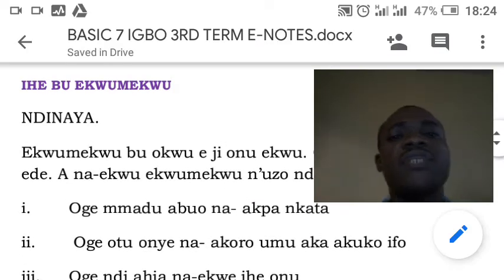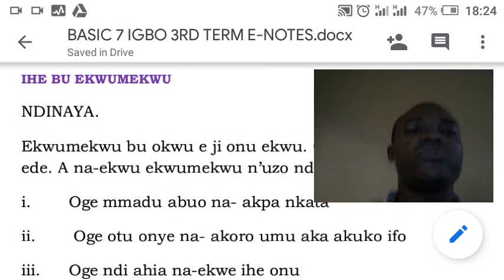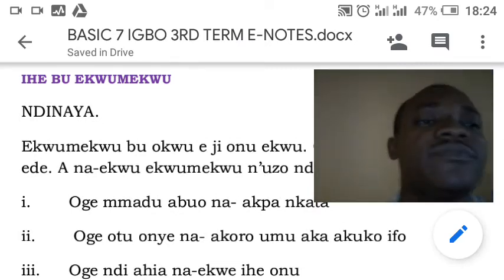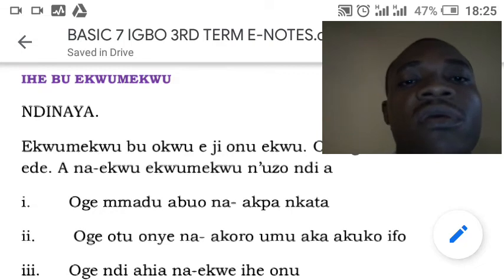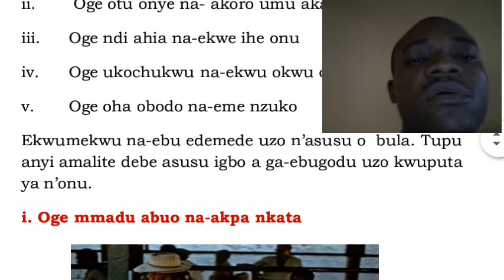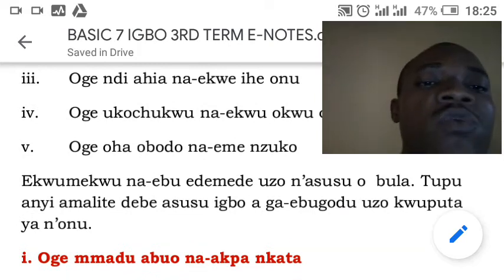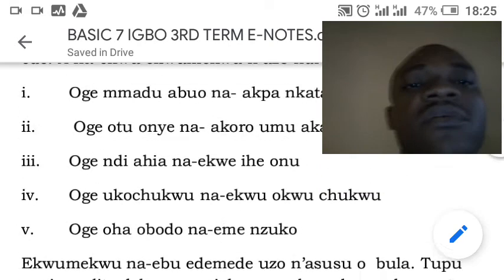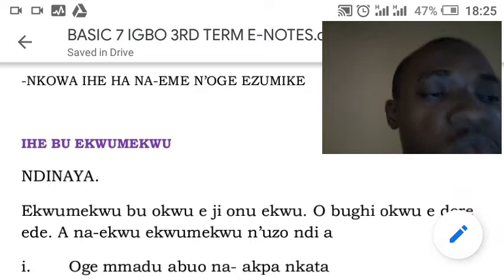So today we'll be looking at ihe bụ ekwumekwu. Ihe bụ ekwumekwu. Alright, so ekwumekwu na-ebu edemede. Ekwumekwu bụ okwu eji ọnụ ekwu.